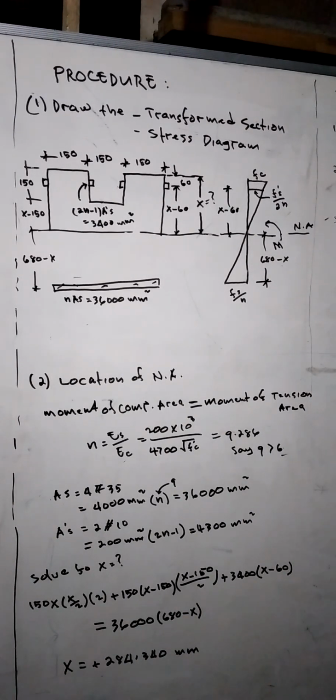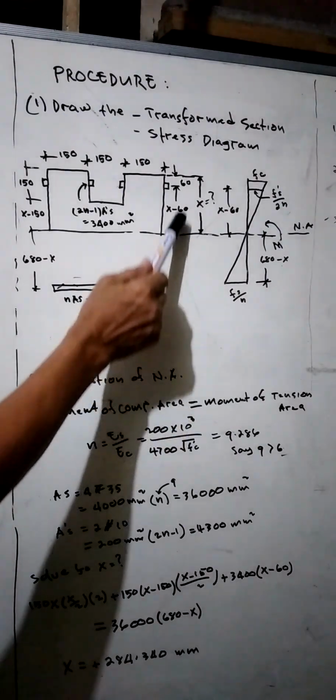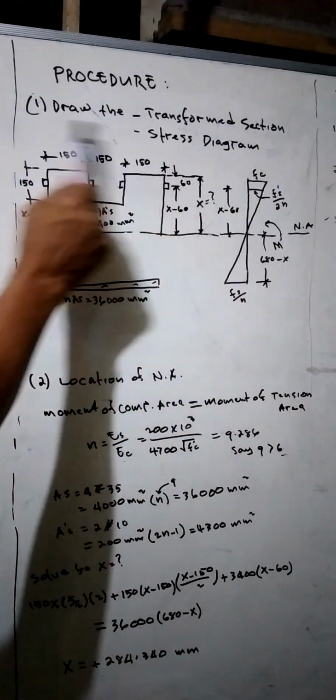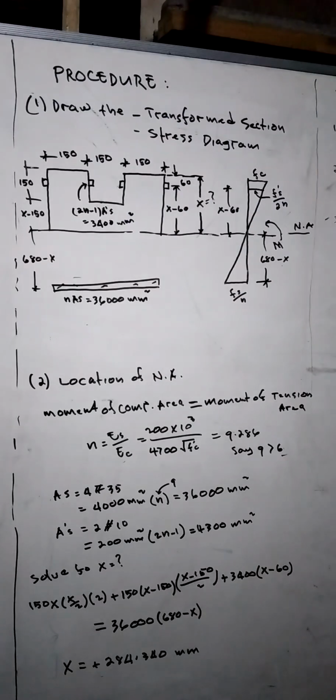To solve the problem, we have what we call the procedure. Number one procedure, draw the transform section and the stress diagram. This is the transform section, and this is the stress diagram.